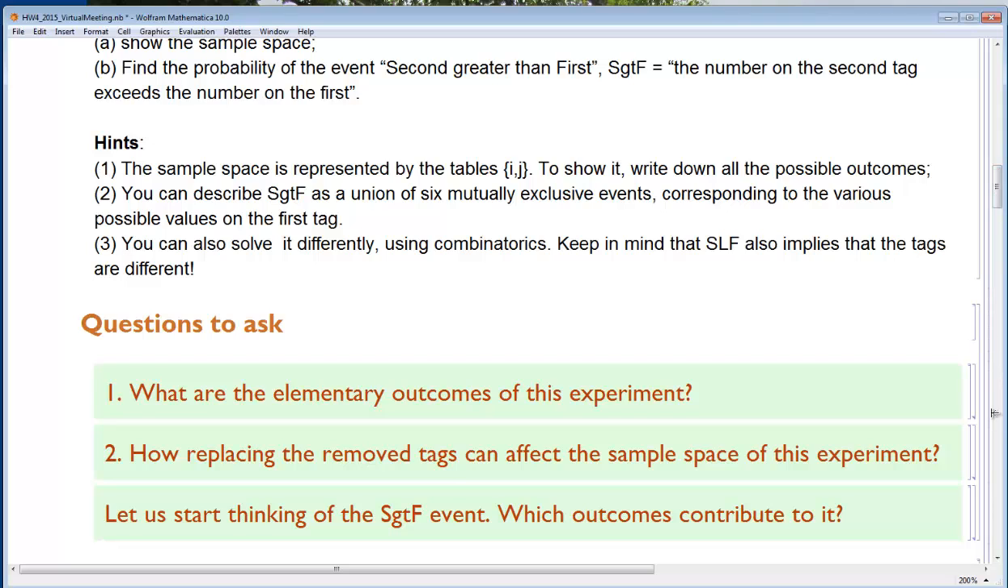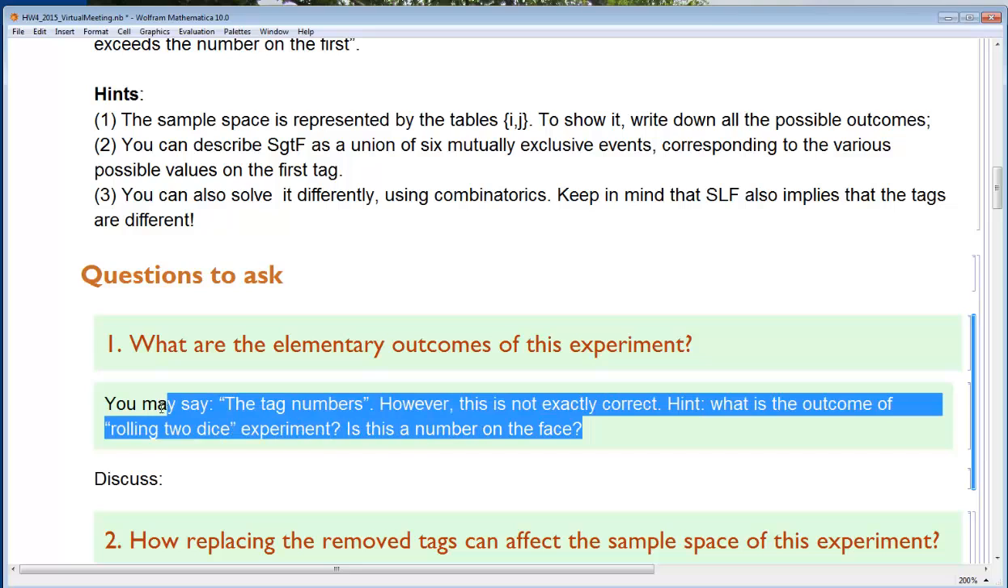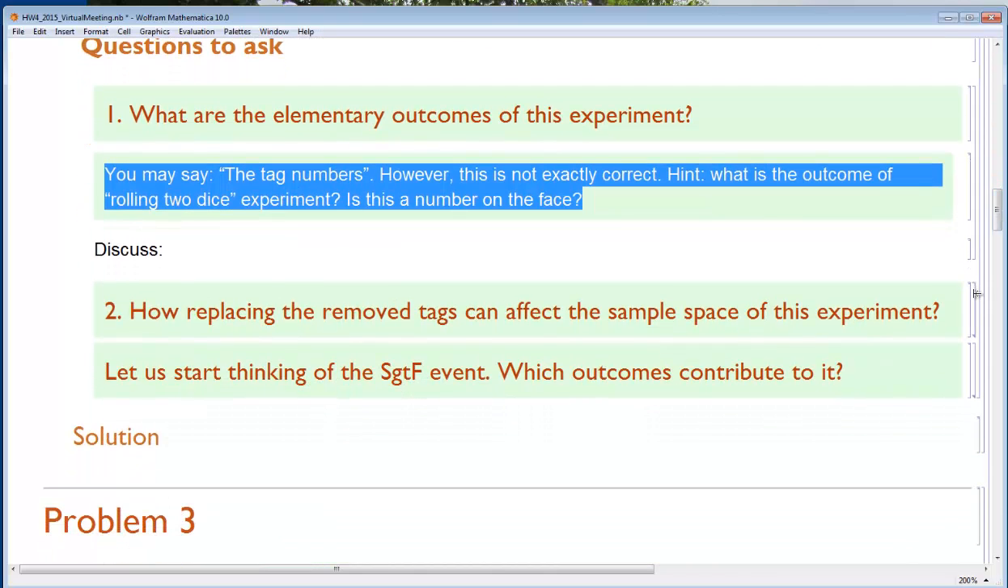First, what are the elementary outcomes of this experiment? Okay, you may say the tag numbers are the outcomes. However, this is not exactly correct. Why? Well, here is the hint. What is the outcome of the experiment of rolling 2 dice? Is this a number on the face? Remember, we built this space in lecture 2.